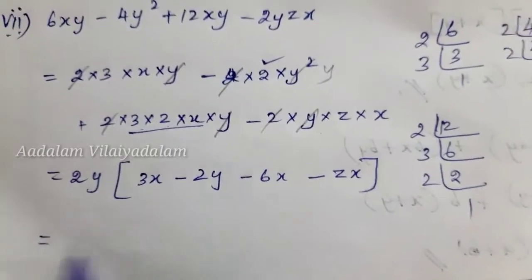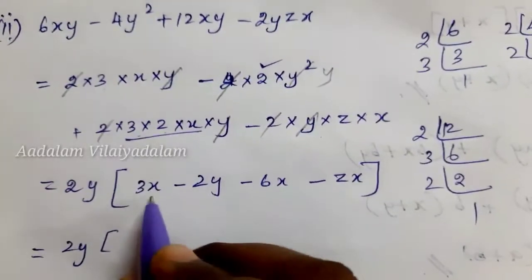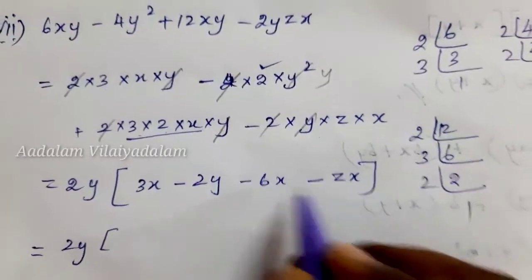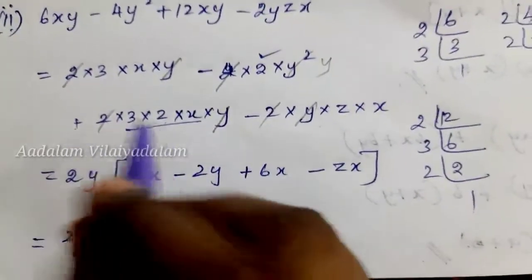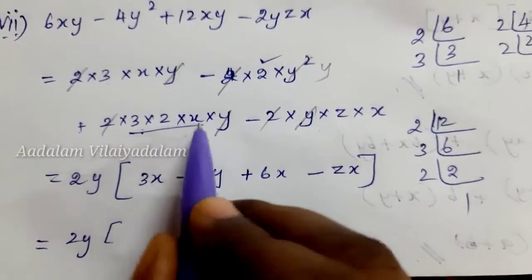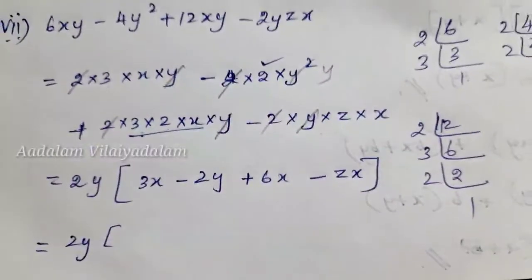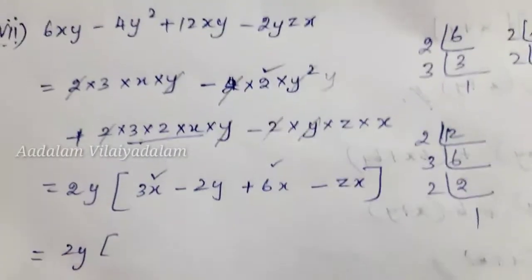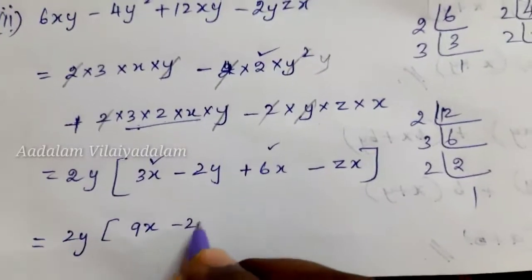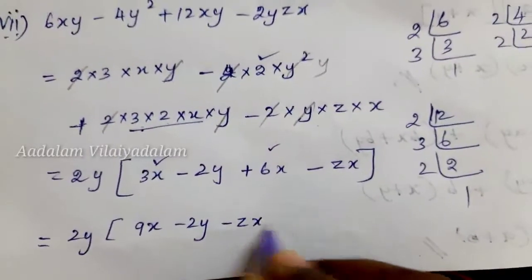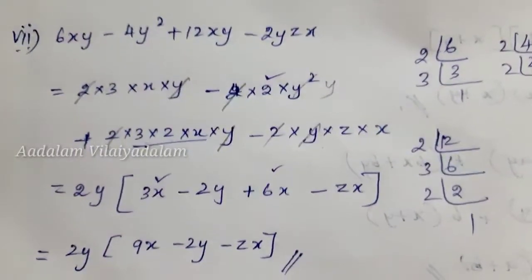Now how can we simplify these 4 terms? Just look at the terms 3x minus 2y plus 6x minus zx. Here 3 2s are 6, 6 into x, 6x, and you'll be getting a plus sign for the 12. So there are 3x and 6x, so we can write by addition 9x minus 2y minus zx, which is the answer for this 7th subdivision.